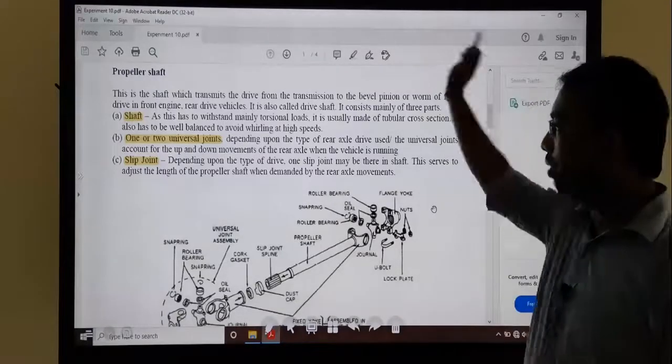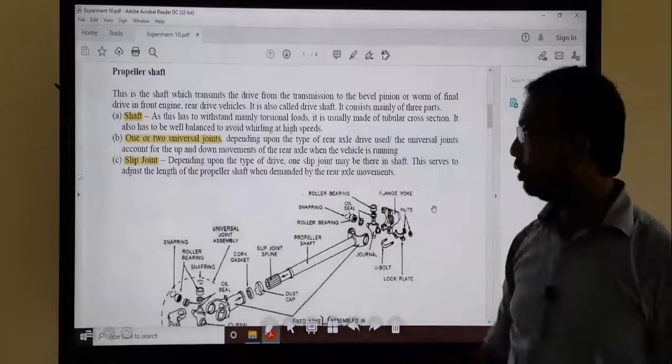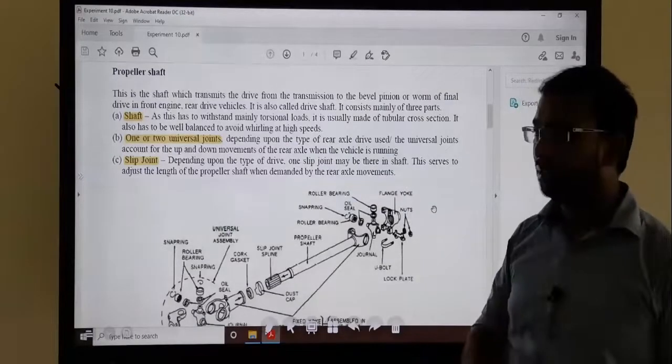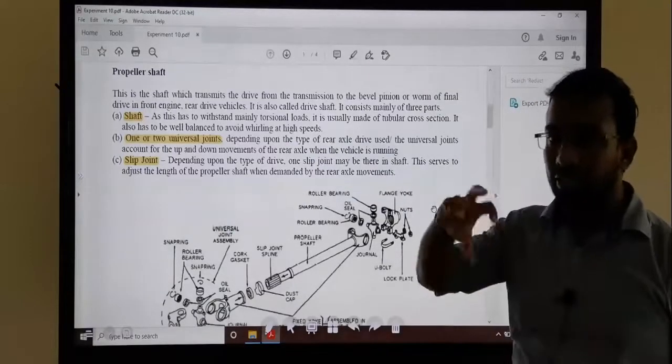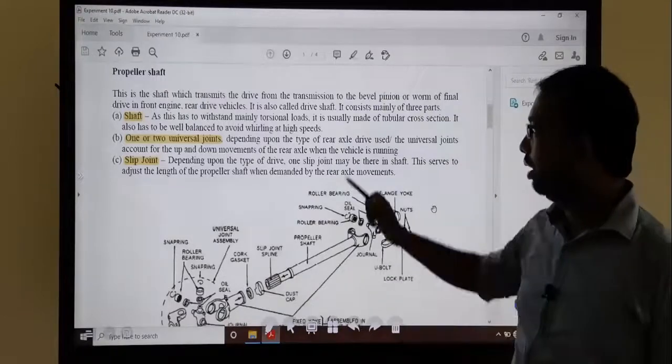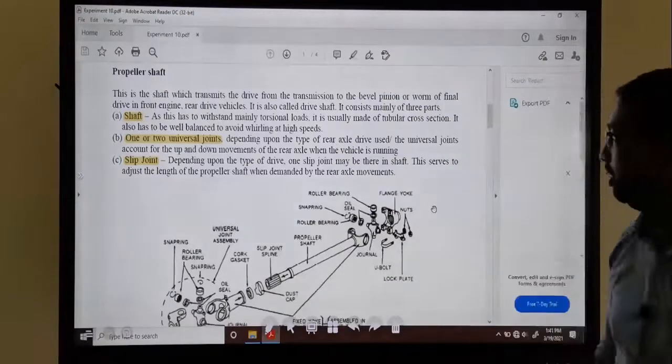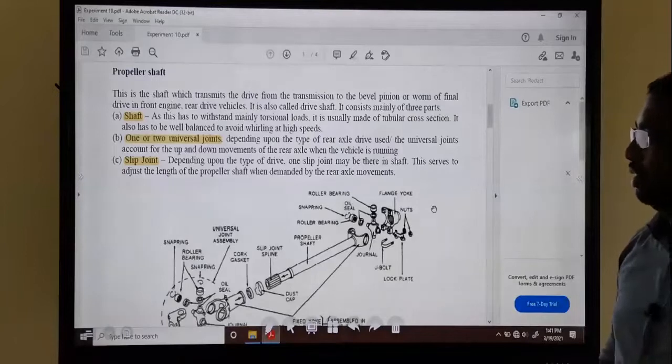It also has to be well balanced to avoid whirling. Whirling means turning or twisting at high speeds. So that is very important.